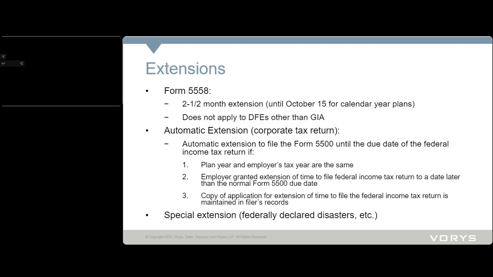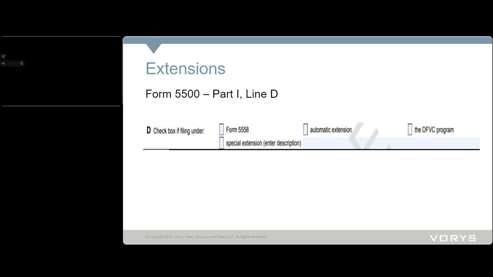Many plan sponsors need to file an extension, especially if your audit is not completed. If your record keeper is filing the extension for you, make sure that the extension is filed timely. And then also on Part 1, Line D, when you do file the 5500, make sure you've checked the box for the Form 5558.